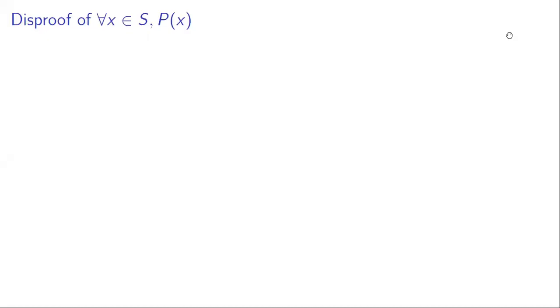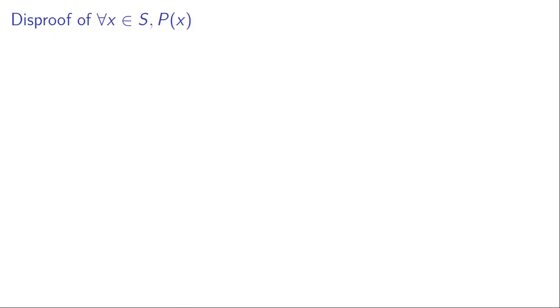In this video, we're going to talk about how to disprove statements. So we're going to talk about a few different kinds of statements, and we're going to show how to disprove each of them. So first, let's consider a statement of the form: for all x in S, P of x. Right, so this is saying for everything in S, P of x is true. Let's say we want to disprove it.